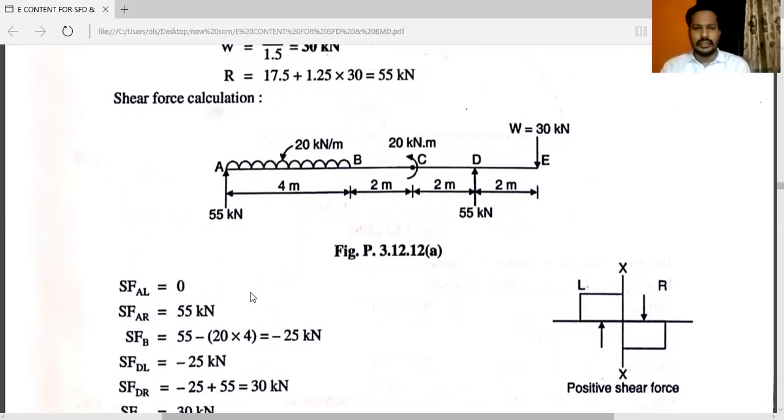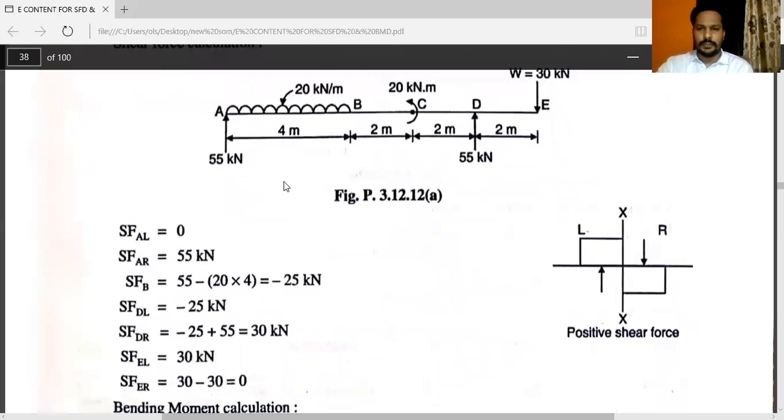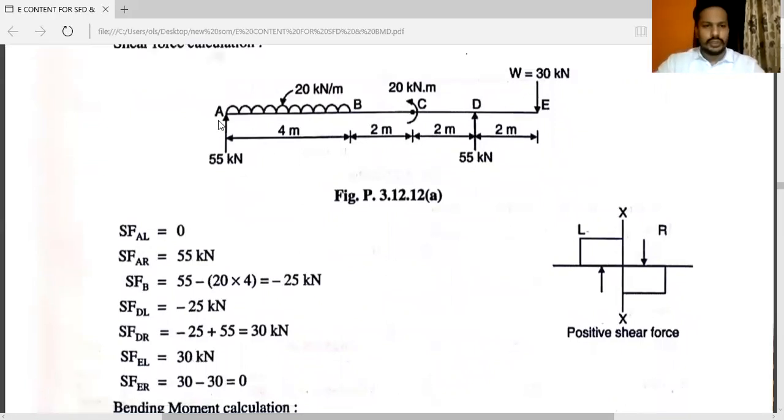See, while taking into consideration shear forces, don't consider moments. Here you only have to consider shear forces. Already I told you how to calculate shear forces for every point from left to right. For every point you have to write just to the left and just to the right, for A, B, C, D and E.